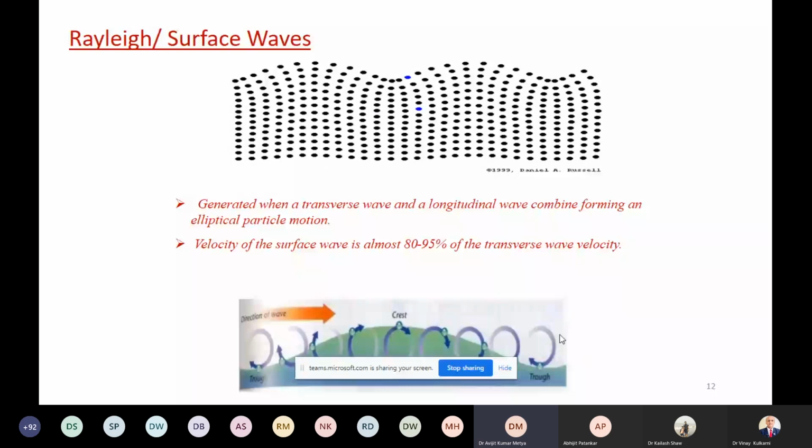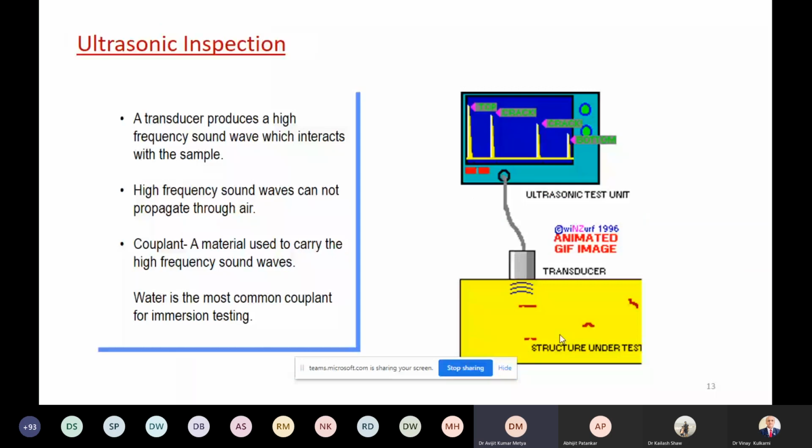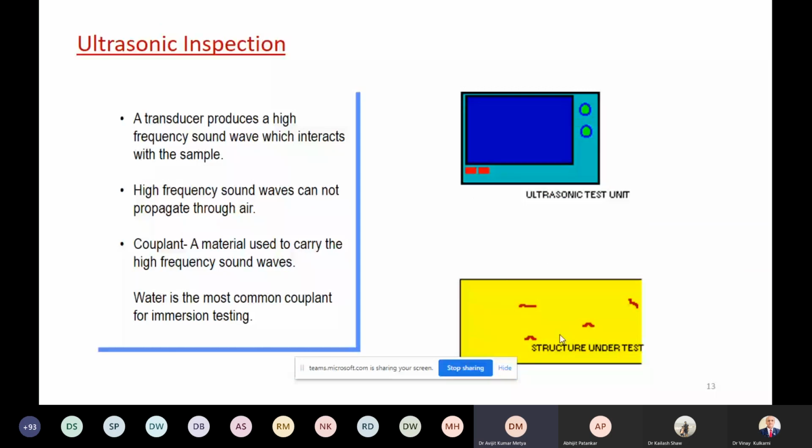I will tell you something about how ultrasonic inspection can be done. We need to create the ultrasonic wave first. For creation of the ultrasonic wave, we need a piezoelectric crystal. The property of the piezoelectric crystal is that if you give an electrical pulse to the crystal, it will vibrate, and vice versa also.